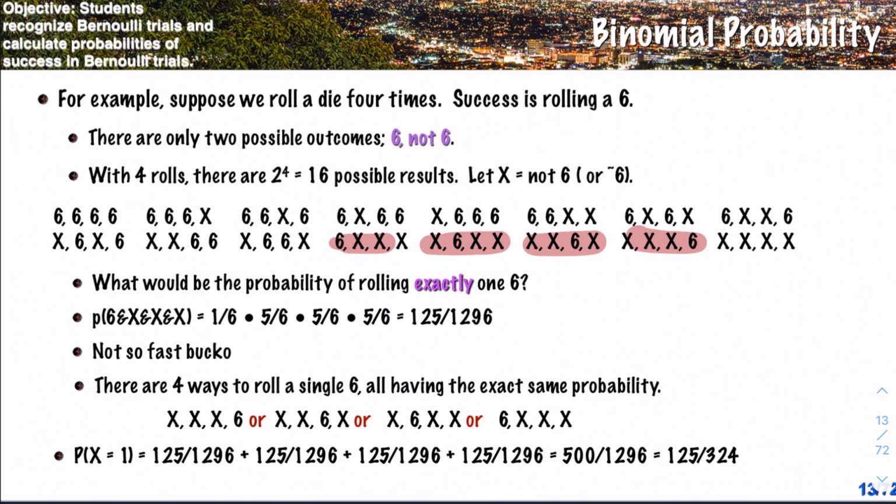So the probability of getting 1 successful roll out of 4 rolls would be 125 over 1296 plus 125 over 1296 plus 125 over 1296 plus 125 over 1296. So that would be 125 over 324 if we simplified that down. That's pretty cool.